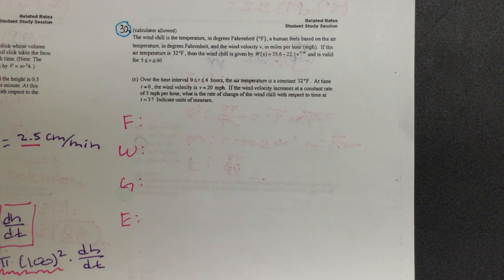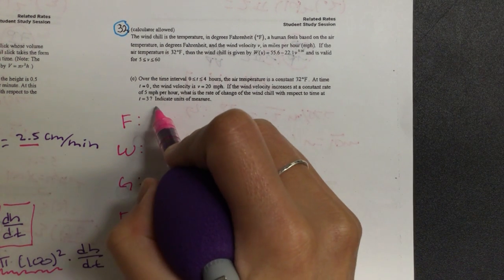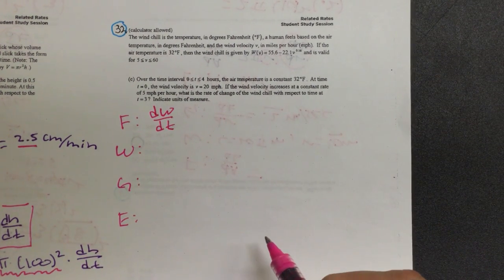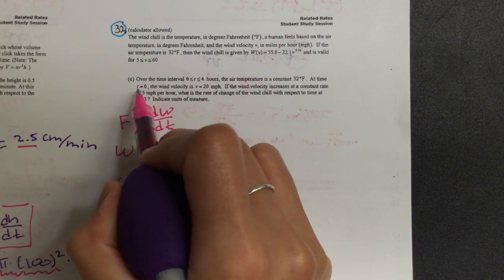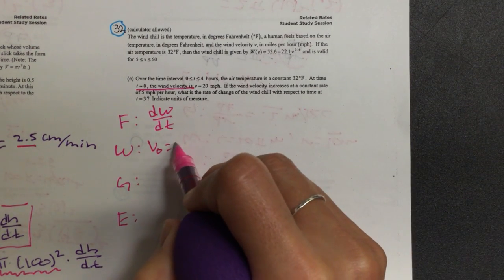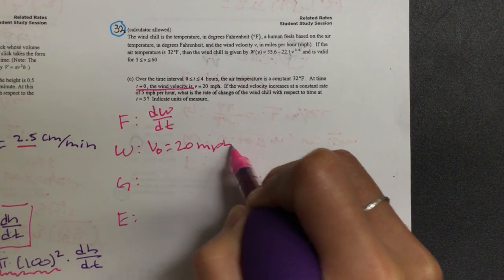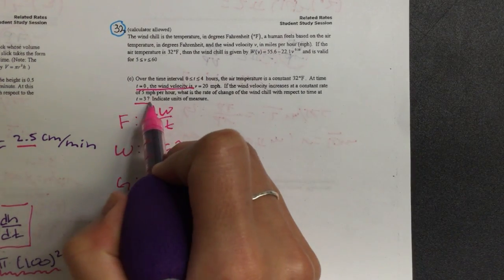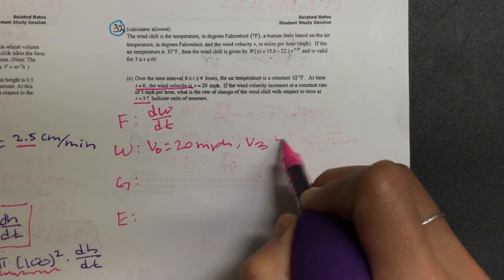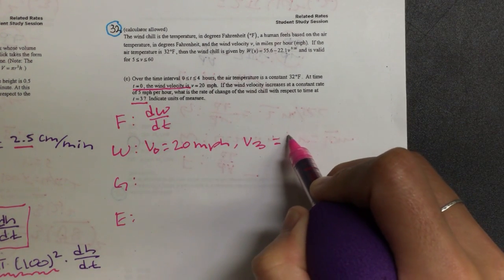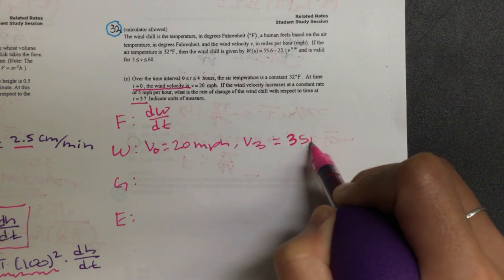All right. What rate are we looking for? So of the wind chill, so dW over dt. And we know it says the wind velocity at t equals 0, so I'm going to write the velocity at 0, as in for me that's initial velocity, 20 miles per hour. But then it's going to increase at a constant rate of 5 miles per hour. So what hour are we looking at on our final answer? V of 3. So if I add 5, 3 times on top of the 20, how many would that give us? 35 miles per hour.